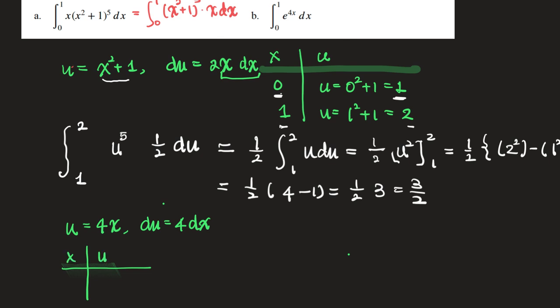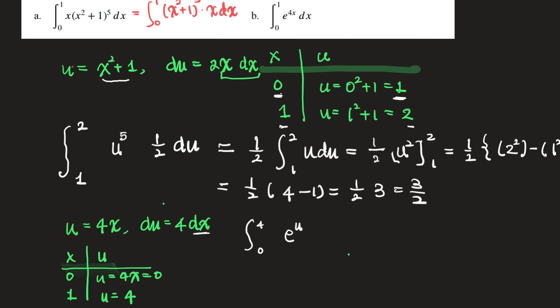x is 0, u is going to be 4x, which is 0. x equals 1, u is going to be 4. Okay, so now change everything. Replace everything. Integral from 0 to 4 of e to the u.